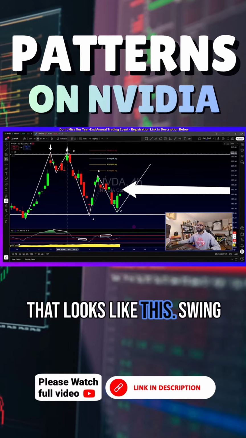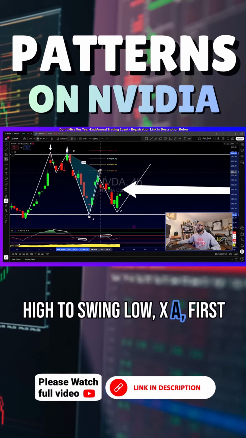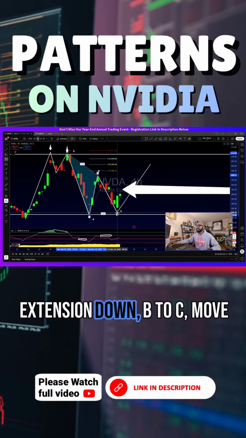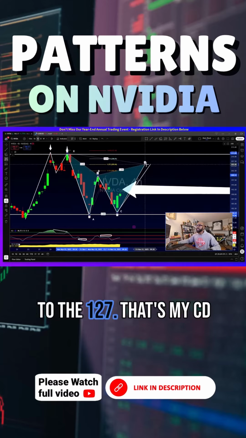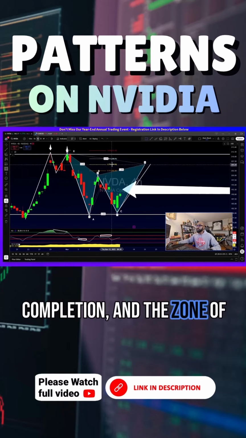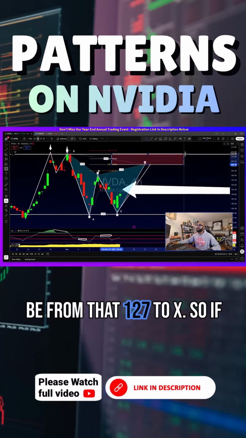So it's something that looks like this: swing high to swing low, X to A, first retracement up, A to B, failed extension down, B to C, move to the 127, that's my CD completion, and the zone of reversal, right, is going to be from that 127 to the X leg.